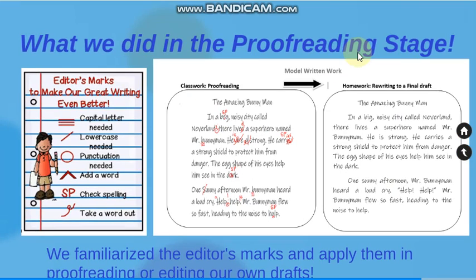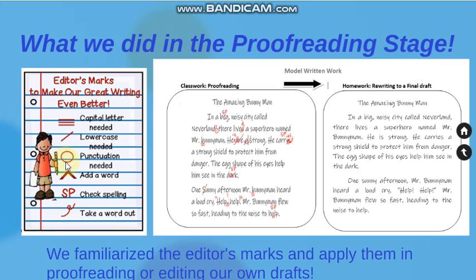Okay, now what we did in the proofreading stage, this was yesterday's lesson. We familiarized the editor's marks and applied them in proofreading or editing our own drafts. If you can still remember, class, the different symbols that we had yesterday. The 3 lines here stand for capital letter needed. When we see this slant line, it means that a lowercase is needed.